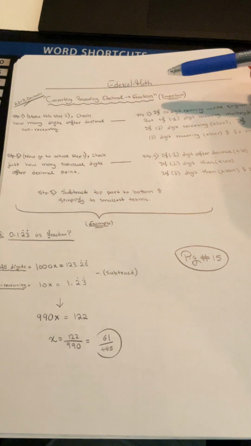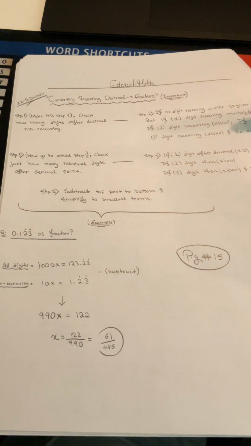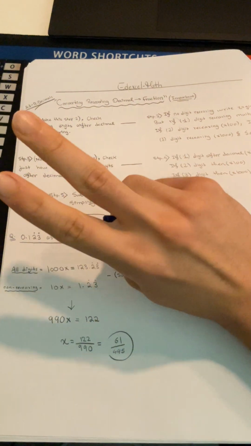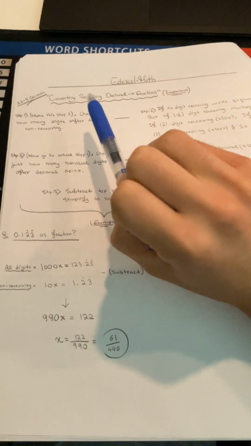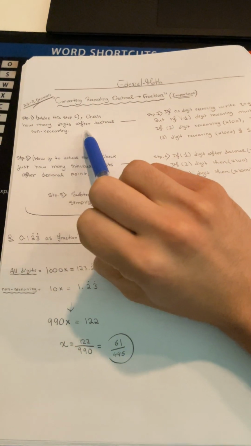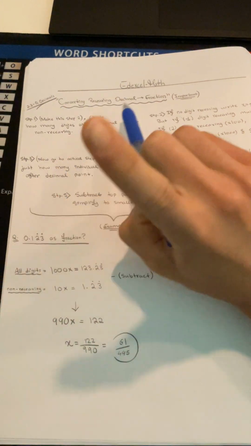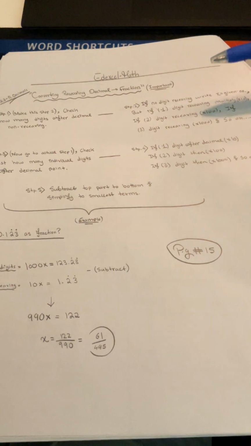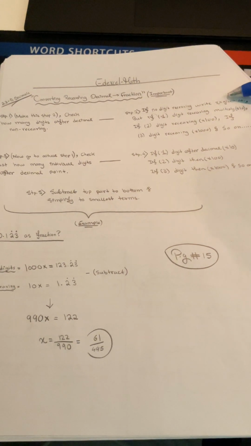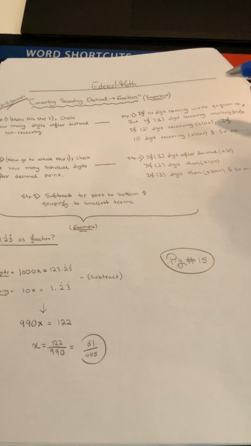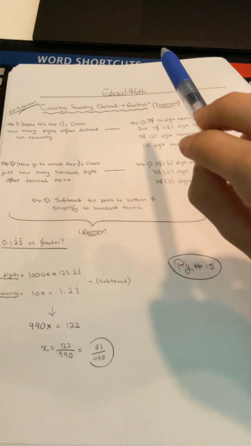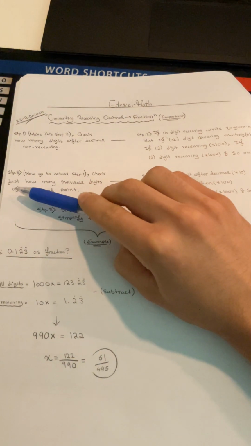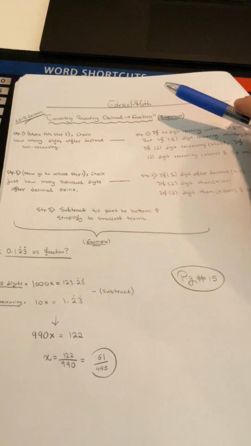Converting a recurring decimal into a fraction. Very important. So, the step 1, I want you to make this step number 2. Okay? First, check how many digits after the decimal point are non-recurring, okay? Then, if the number of digits recurring, write x is equal to the given number. If 1 digit is recurring, multiply by 10. If 2 digits are recurring, multiply by 100. If 3 digits are recurring, multiply by 1000, and so on.